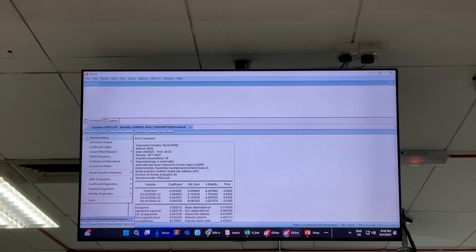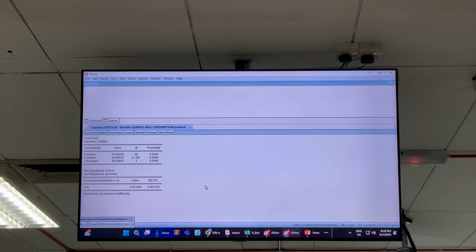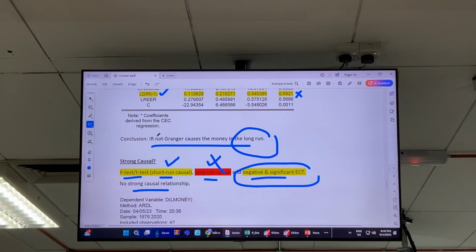Just now we go to the view representation. It's C5, then I go to the Wald test, view the Wald test, C5. Is it equal to 0 or not? Yeah, highly significant. So is there a strong causality from GDP to consumption? Yes, in this example, yes. But in the file I share here, no, because there is no causality in the long run. That's why it is in red color here.